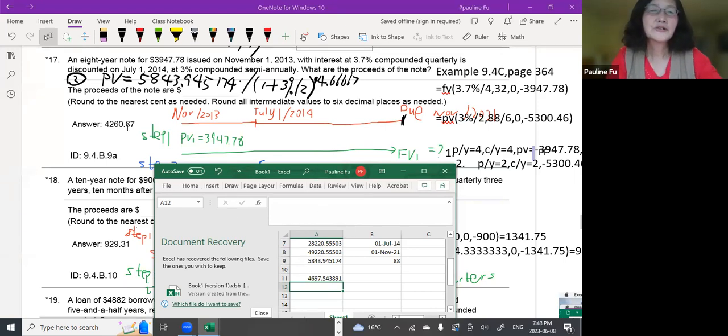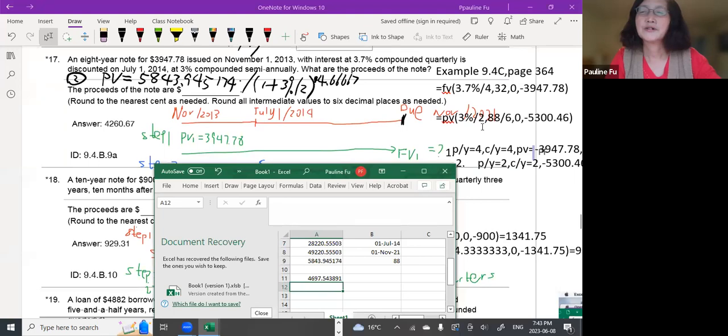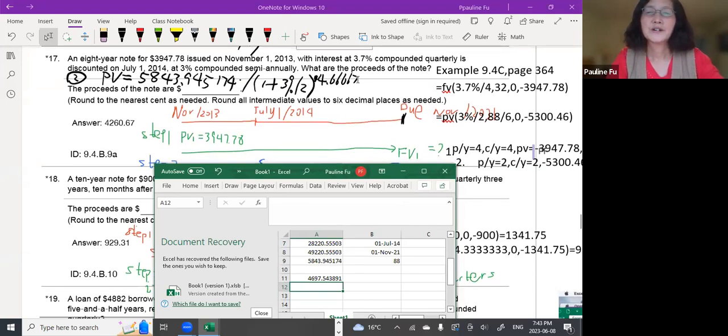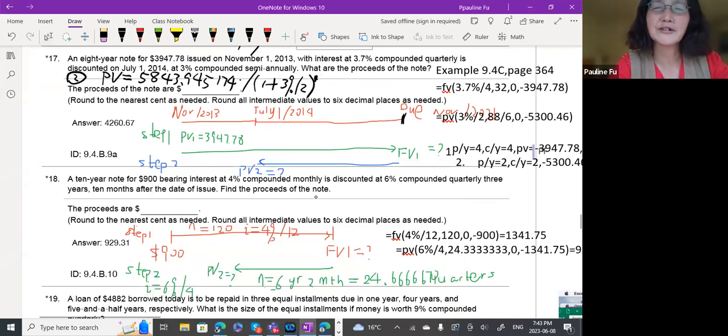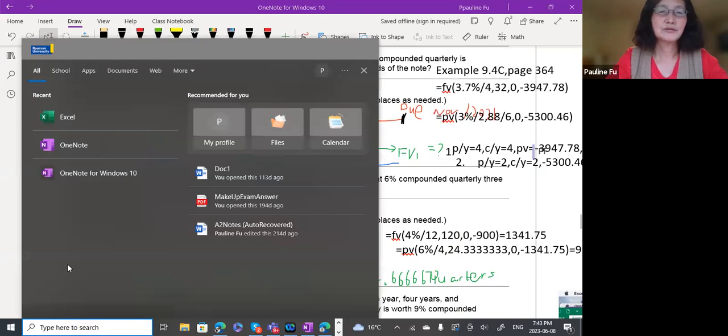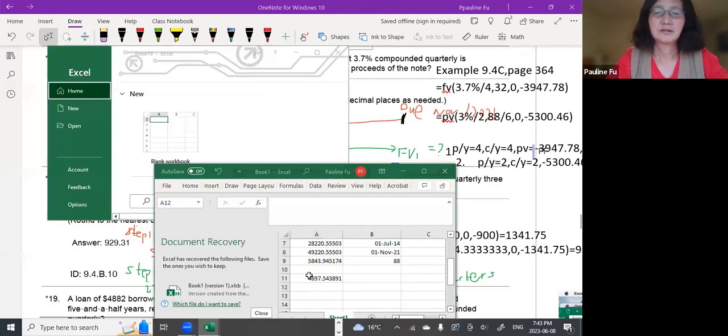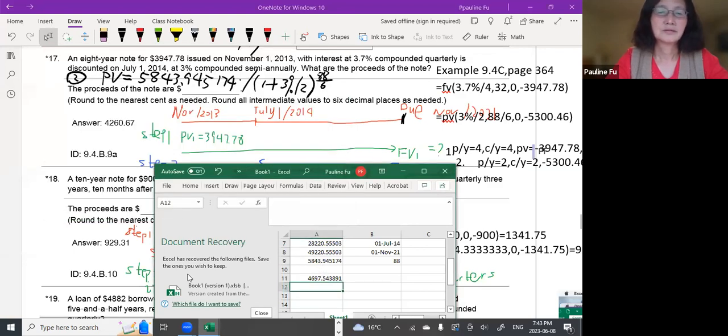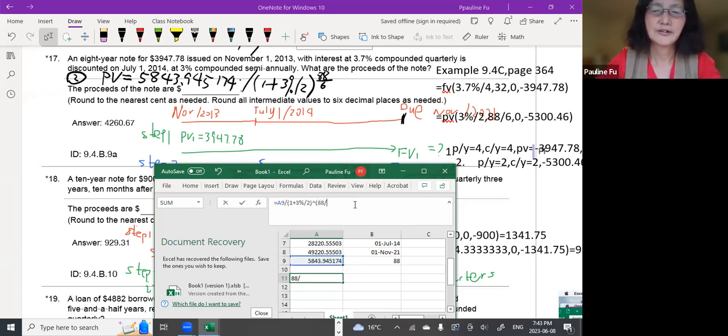Let me double check. This number does not agree with the given answer. Let me double check. I guess present value 3.6. 88 divided by 6. Yes. This we calculated the months is 88 months. So we need to translate 88 months into half year, so divided by 6. I will use this number to redo the Excel. So raised to power 88 divided by 6. So still get this number.